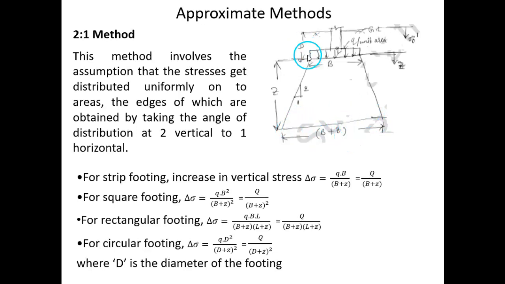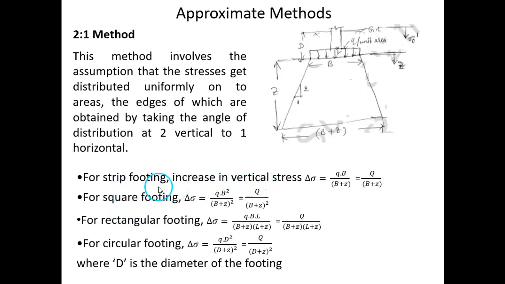So the load will be acting on a width of b plus z at a depth of z below the base of the footing. If we take the total load as Q, then the intensity of load acting at this level is equal to capital Q divided by the area of the soil on which the load is acting, that is b plus z into L plus z. If you take the other dimension also, you will get L plus z. But this equation will vary for different shapes of footing.